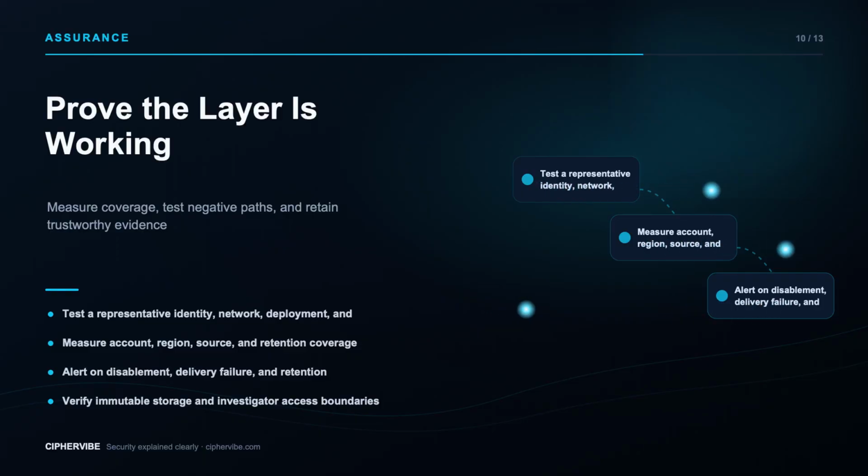Collect evidence that the intended control applies to the correct scope and that violations become visible. First, test a representative identity, network, deployment, and data event end-to-end. Second, measure account, region, source, and retention coverage. Third, alert on disablement, delivery failure, and retention changes. Fourth, verify immutable storage and investigator access boundaries, and test both normal activity and a safe negative case in an authorized environment. Record the expected decision, the evidence location, the owner who reviews exceptions, and the rollback method. Repeat after platform changes, new integrations, or major shifts in business use.